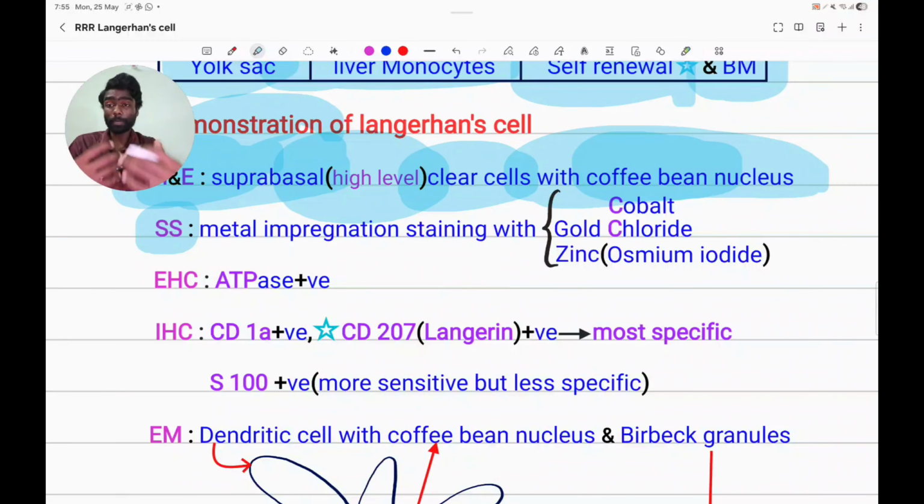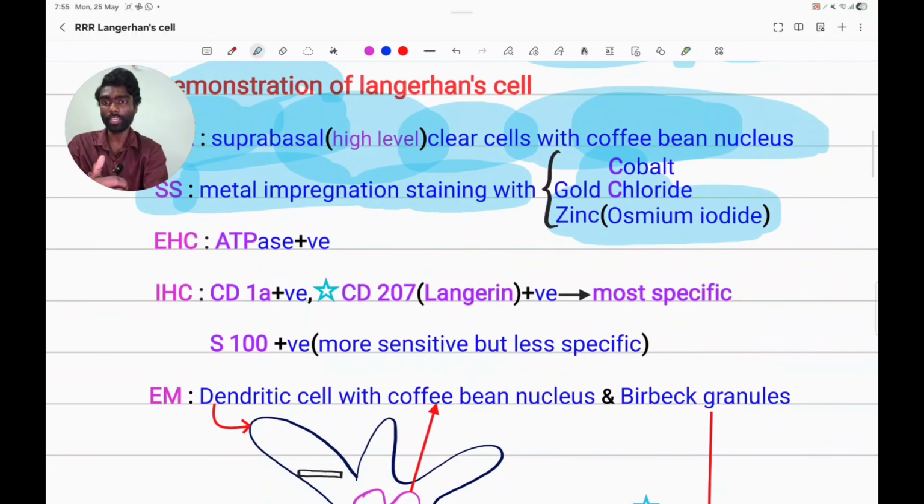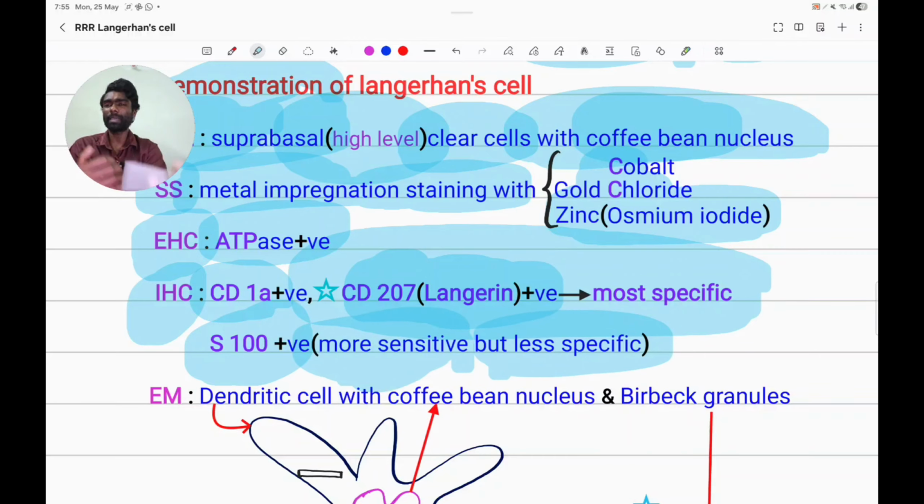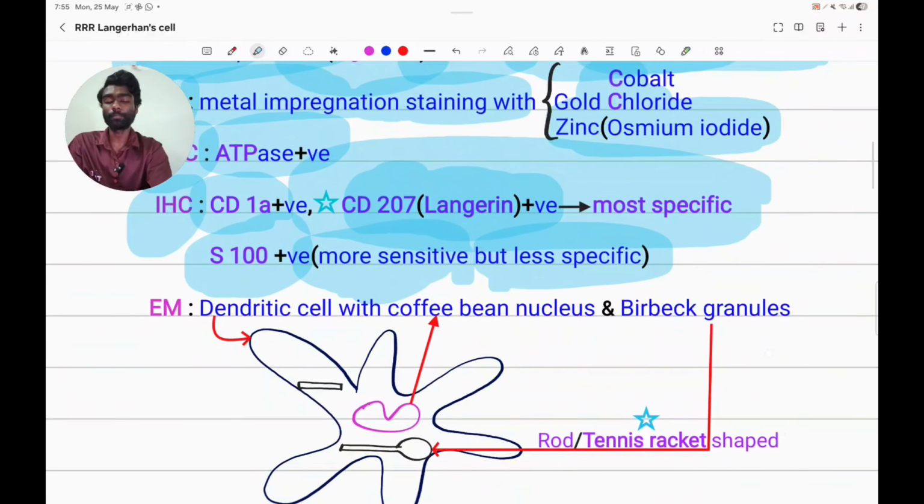So we'll use special stains to appreciate its dendrites and structure, like metal impregnation staining with gold chloride, cobalt, zinc osmium iodide. Enzyme histochemistry: ATPase positive. Immunohistochemistry: CD1a, CD207, also known as Langerin, positive. Langerin is the most specific immunohistochemical marker of Langerhans cells. It is also S100 positive. S100 positivity is less specific and more sensitive because melanocytes also show S100 positivity.